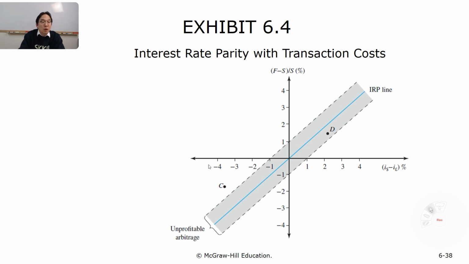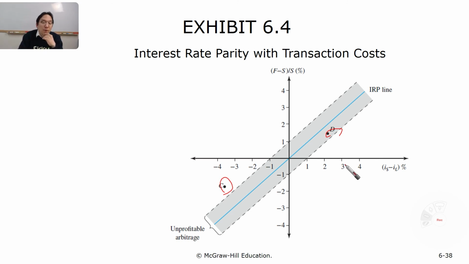Then the IRP relation: IRP relation will hold along this 45 degrees line where your x-axis is interest rate differential and the vertical axis is the forward versus spot rate differential. Then it should hold like this in the IRP line. Any deviation from this blue line is a breakdown of IRP, right? Like D or C is clearly a breakdown of IRP not holding.